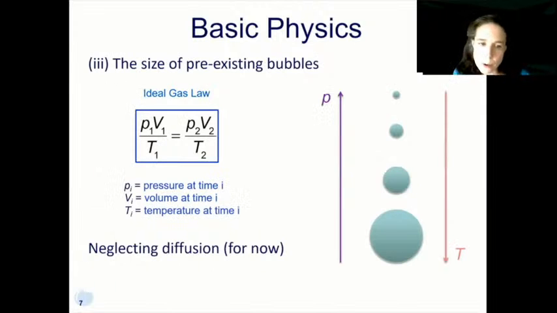And the last thing, both pressure and temperature also determine the size of any pre-existing bubbles in the medium. So I'm sure you're all familiar with the ideal gas law, but as we increase the pressure, bubbles will get smaller, or as we increase the temperature, bubbles will get larger. For now, we're ignoring any gas going in and out of the bubble, but pressure and temperature control the size of pre-existing bubbles.